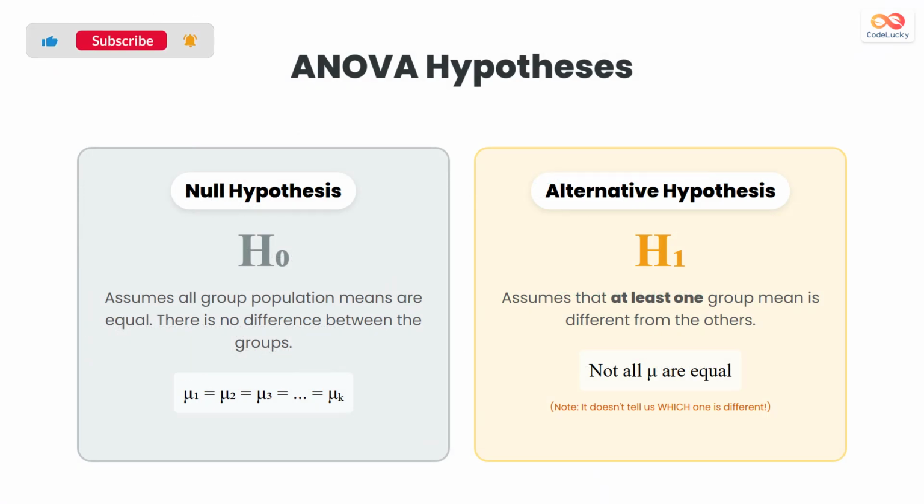Like any statistical test, we start with hypotheses. Our null hypothesis, H0, is boring. It says that all the group means are equal. Basically, nothing interesting is happening. Our alternative hypothesis, H1, is that at least one group mean is different from the others. Notice that it does not say all of them are different, just that they are not all the same. It is a subtle but important distinction.